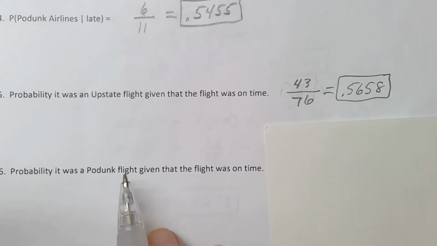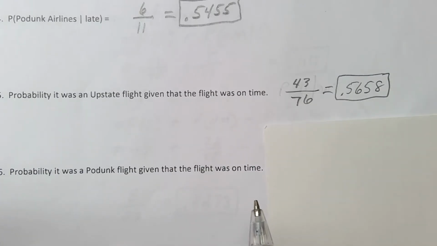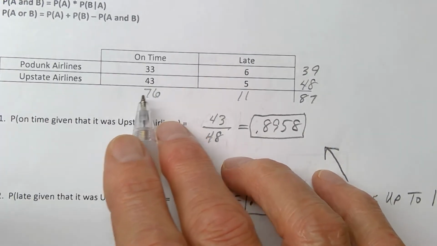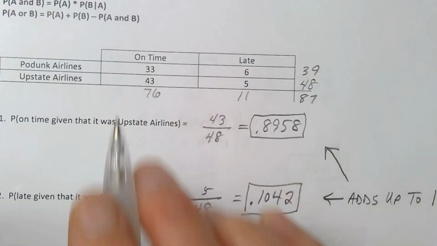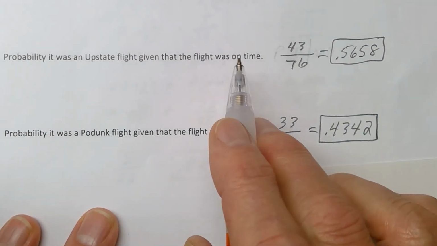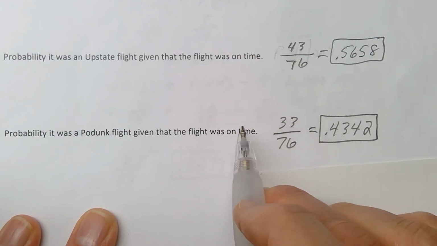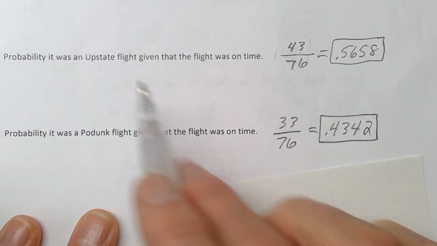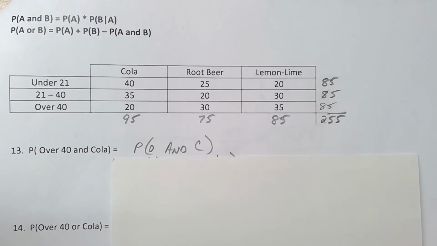What's the probability it was a Podunk flight, given that you're only looking at the on-time flights? We're still only looking at these 76. Well, that would be the rest of them. Given that we're only looking at the 76 on-time flights, how many were Podunk? 33 out of 76. So if that's the only flights in the hat, and you shake up the hat and draw one out, there's a 57% chance that you'll draw an Upstate flight, and a 43% chance that you'll draw a Podunk flight.